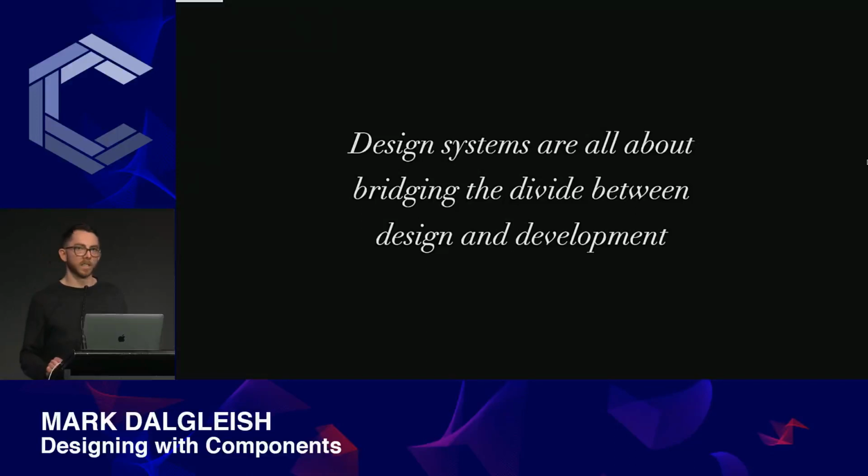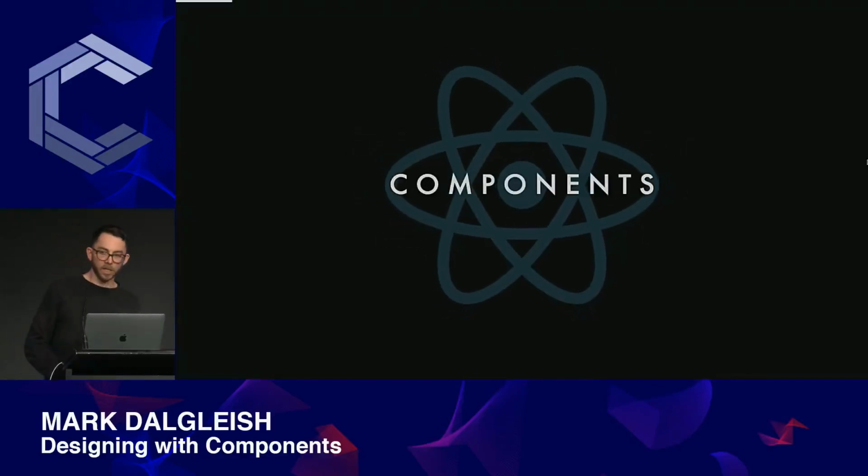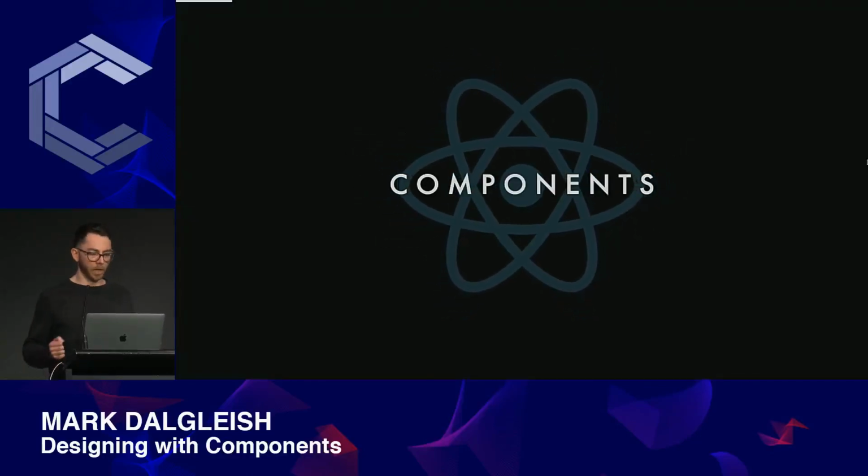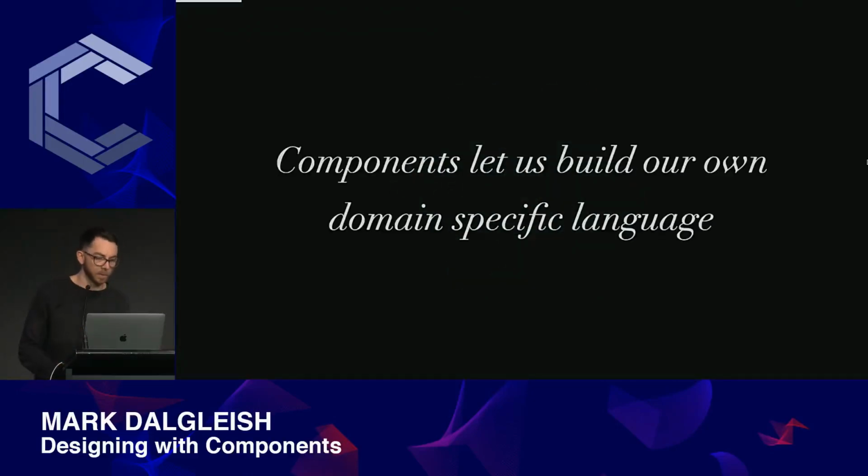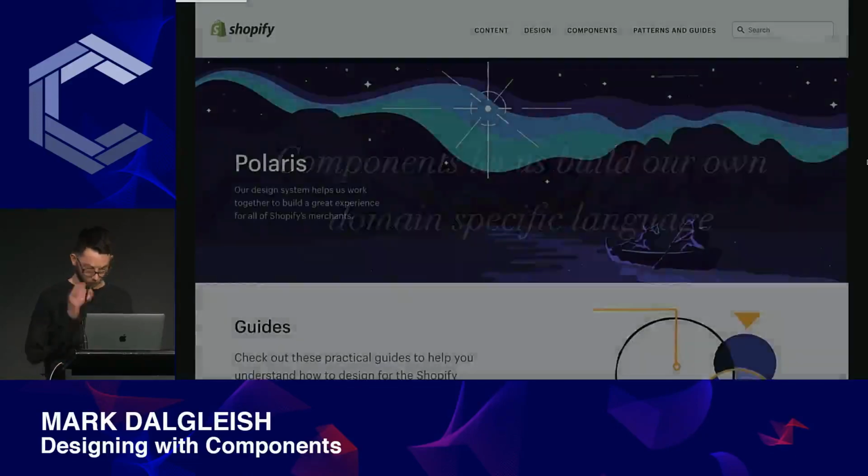Now, of course, a design systems talk would not be complete without a quote like this. Design systems are all about bridging the divide between design and development. I'm a big believer in this as someone who's very much interested in both sides of this equation. And this is what components really do, I think, and that's why a lot of us are here. It gives us that mechanism to share thought processes across that divide and actually define it in code. Because components let us build our own domain-specific language. The way designers think and operate can be mapped directly into code that actually resembles the way they might have described it in natural language.